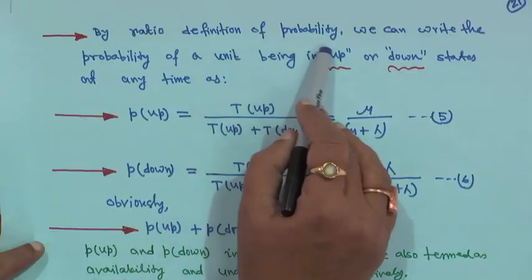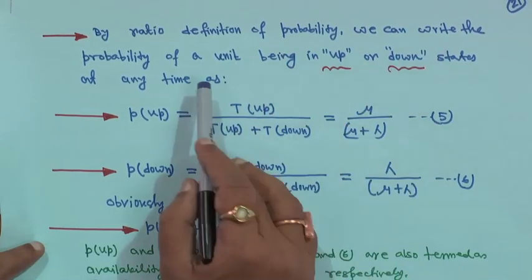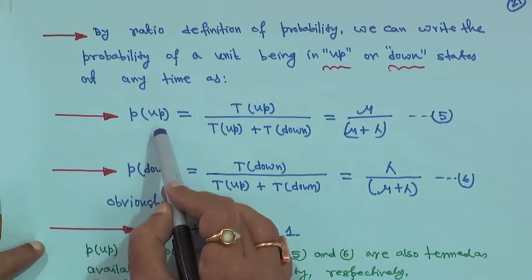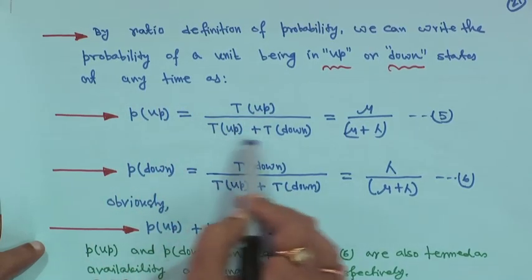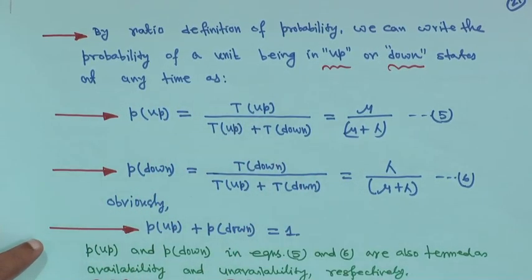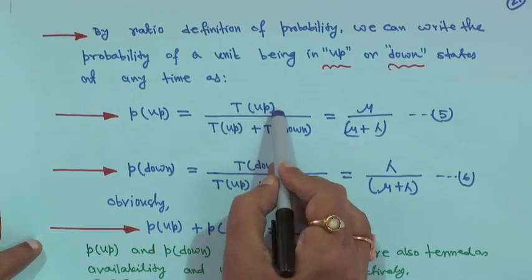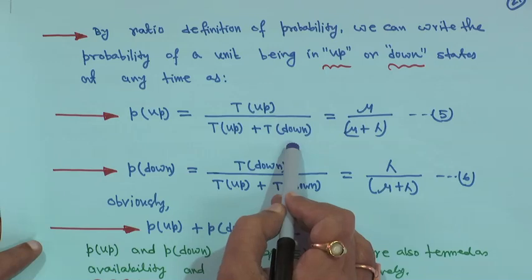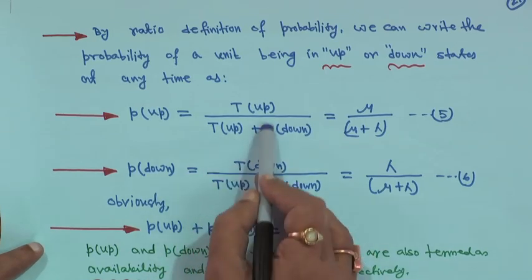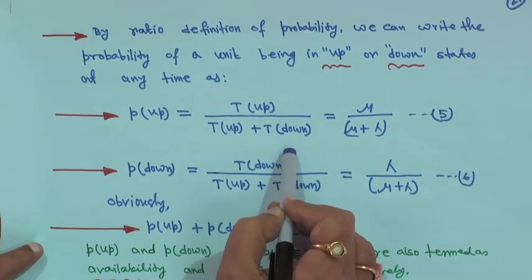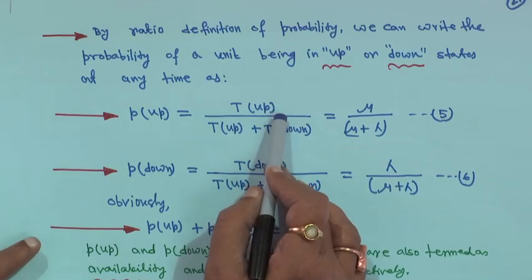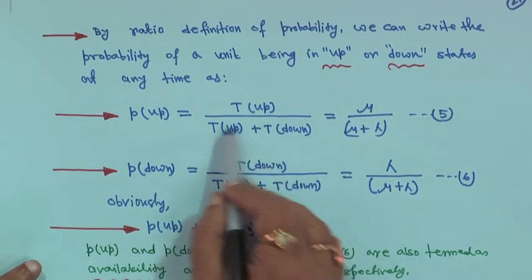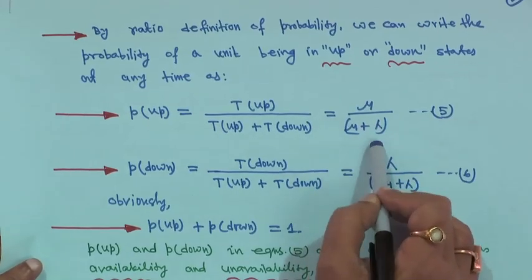By the ratio definition of probability, we can write the probability of a unit being in up or down state at any time. So P up is equal to T up by T up plus T down, that is total time. And we have defined 1 upon T up is equal to lambda, and 1 upon T down is equal to mu. So you just substitute those. T up is 1 upon lambda, and T down is 1 upon mu; substitute, whatever you will get is mu upon mu plus lambda.